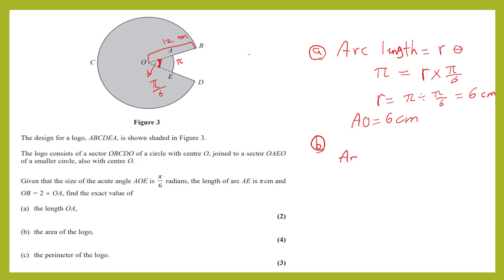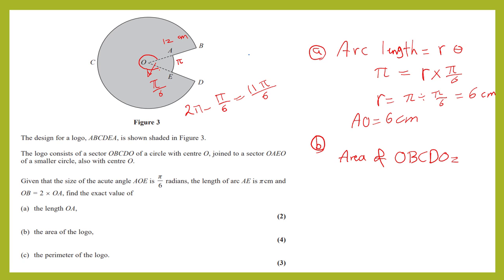So we need to find the area of OBCDO. You must take care about something. We have the angle measure here is pi over 6. So to get the rest of this as a complete circle, it's going to be 2 pi minus pi over 6. To get the measure of this angle, the reflex, it will be 2 pi minus pi over 6. It will be 11 pi over 6.